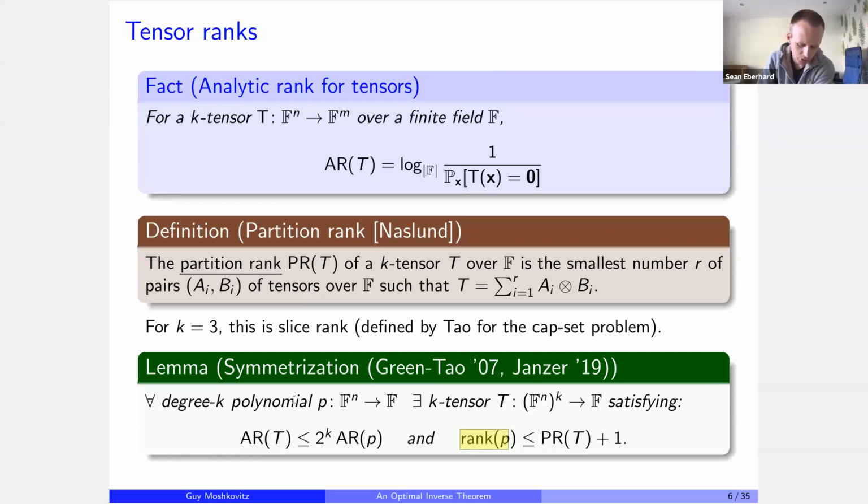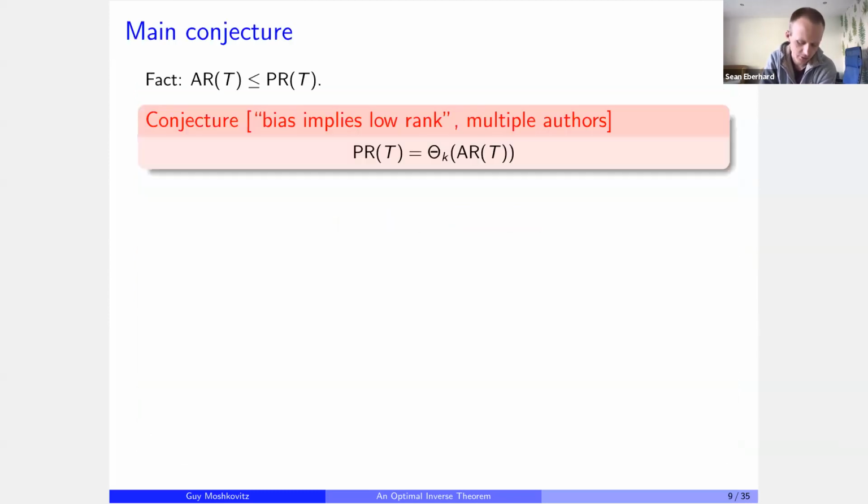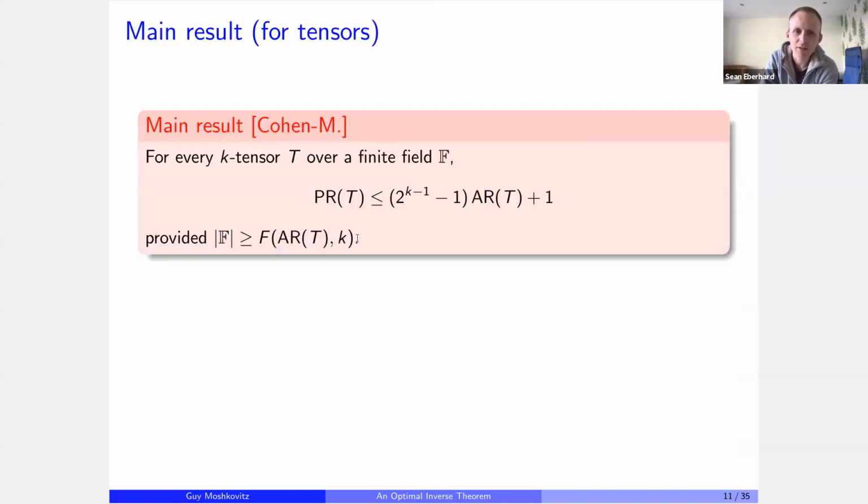And in your result, you assume that the field is sufficiently large in terms of the analytic rank and the order of the tensor. Is it reasonable to say what that function is? It's a double exponential function, which is maybe not too surprising if you talk about algebraic geometry. This is the type of bound that you tend to get. I'm not actually sure whether there's any hope of improving this or not. Maybe, just maybe. Probably not using these methods.